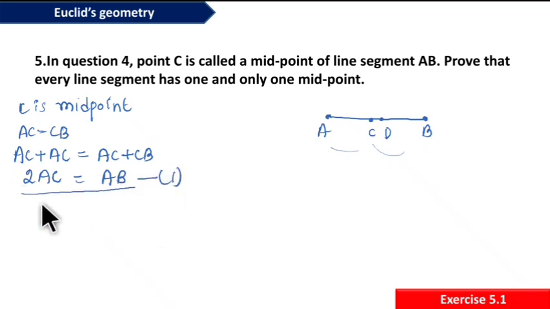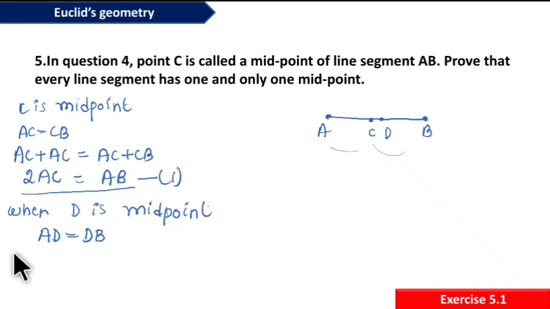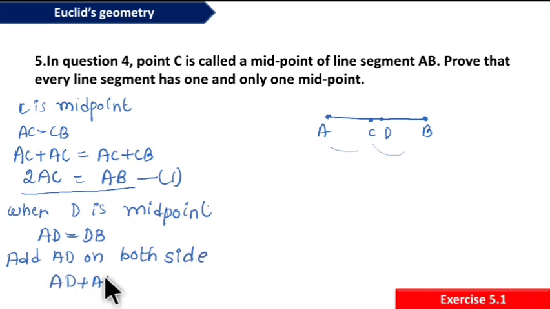Now when D is the midpoint, we can write AD equal to DB. Here I am adding AD on both sides. So when we add AD on both sides, we get AD plus AD equal to DB plus AD.